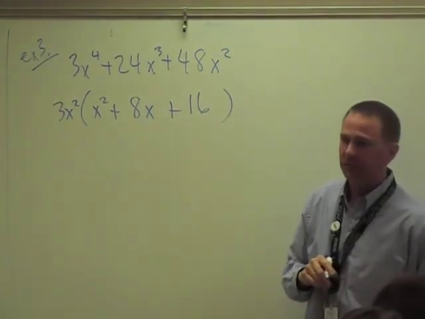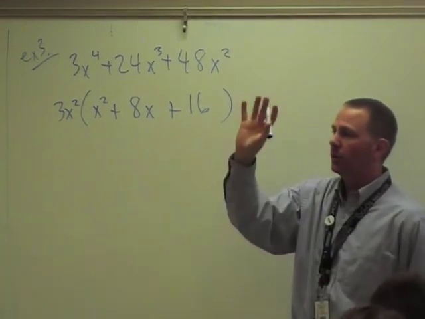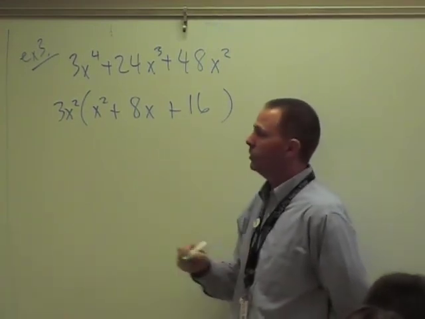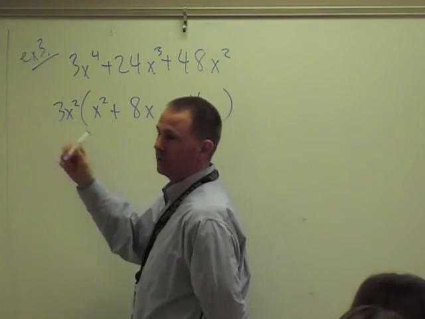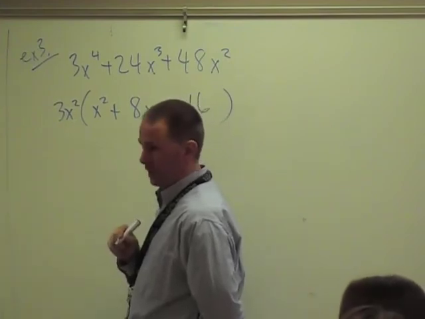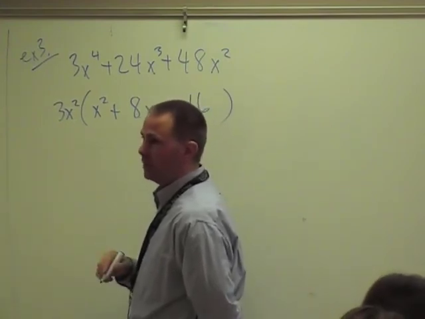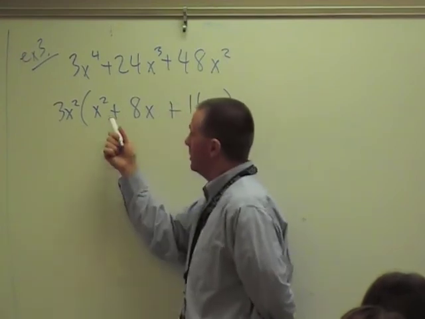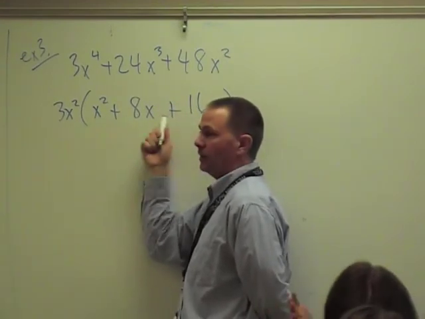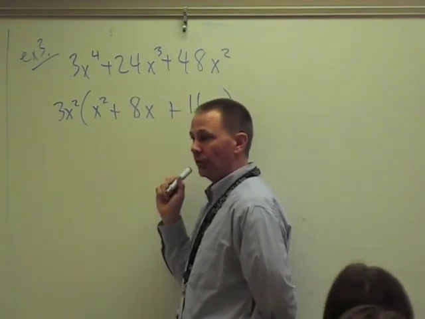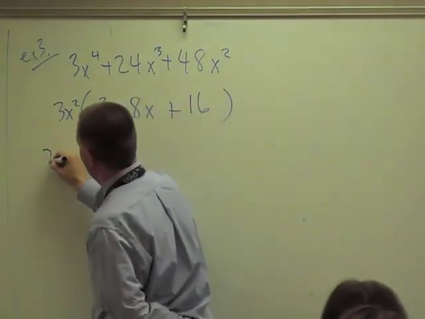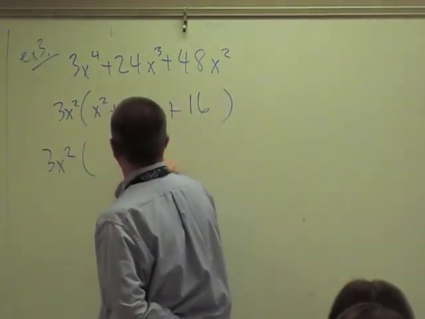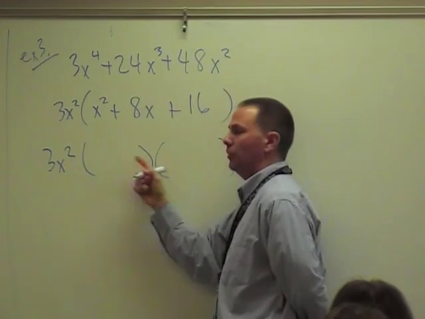I'm confused. Stop. Where are you confused? Do you understand how I got this answer? I understand how you got that. Okay. At this point, this would be done, except you have to check to see if you can factor this trinomial further. So 3x squared doesn't disappear. It's still in the answer. But now the question is, will that trinomial factor?